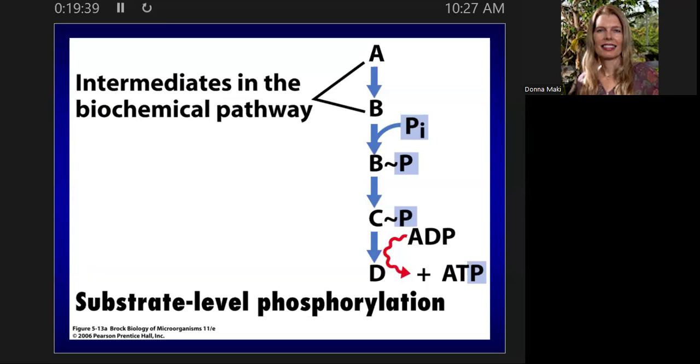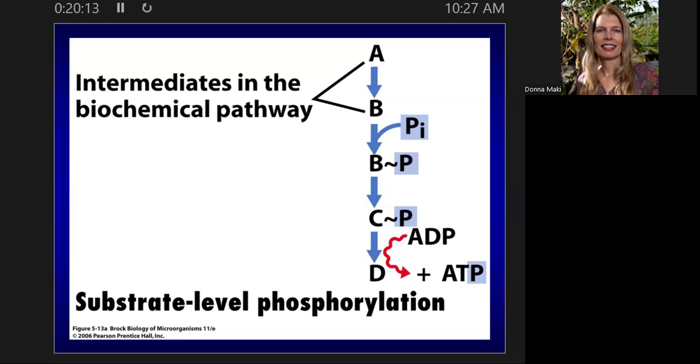Here you have substrates in a physiological pathway, A, B, C, D. And you see a phosphate coming in and phosphorylating substrate B. And then you see that you get this transfer to substrate C. And then here you see that substrate C is going to go ahead and donate phosphate to ADP to get you your ATP. So it's at the level of the substrates where you see this transfer of a phosphate to ADP. So that's another really big idea in the microbial realm.